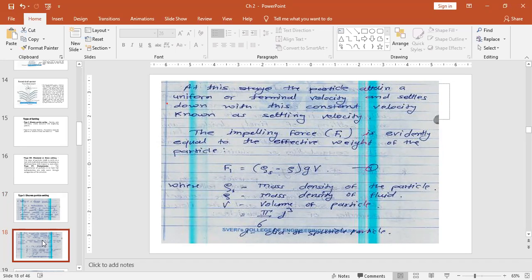Which two forces are becoming equal? The drag force and the driving force. When they become equal, at this stage the particle starts settling down.